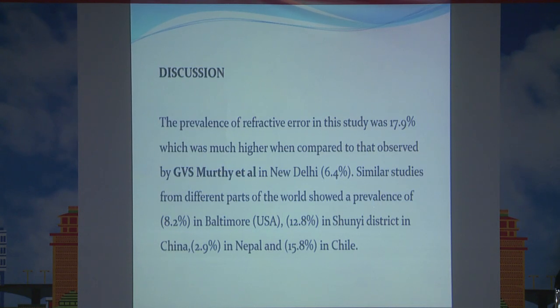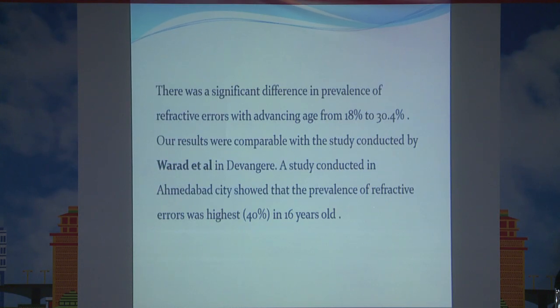Discussion: the prevalence of refractive error in this study was 17.9%, which was much higher when compared to the 6.4% observed by G.V.S. Murthy et al. Similar studies from different parts of the world showed a prevalence of 8.2% in Baltimore, USA, 12.8% in Sunni district in China, 2.9% in Nepal, and 15.8% in Chile. There was a significant difference in the prevalence of refractive error with advancing age, from 18 to 30.4%.